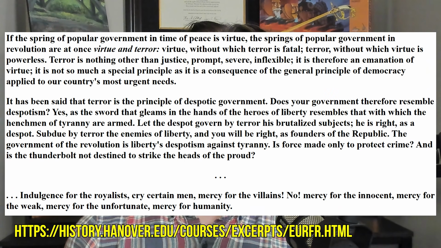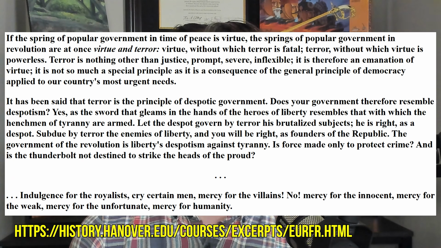If the spring of popular government in time of peace is virtue, the springs of popular government in revolution are at once virtue and terror.